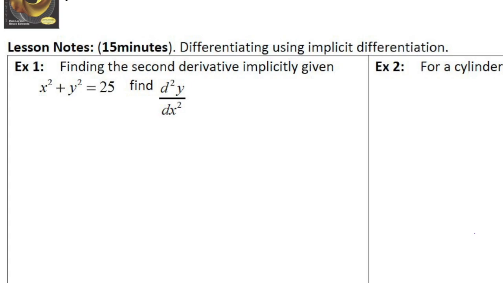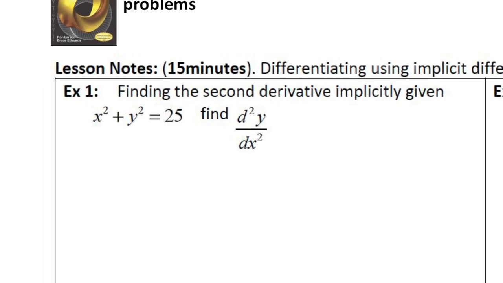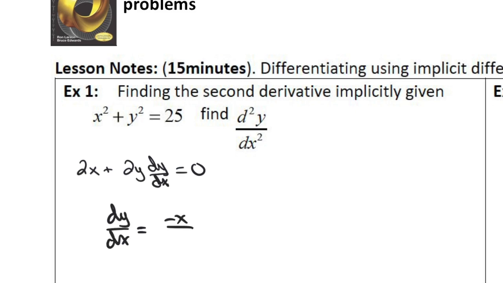For today's first example, what we're looking for is the second derivative, and we want that second derivative with respect to x. Of course, we're going to find the first derivative. So we have our 2x plus 2y dy dx is equal to 0. Remember that 0, very important. When we solve for dy dx, we end up with negative x over y. So the first derivative was not very challenging.